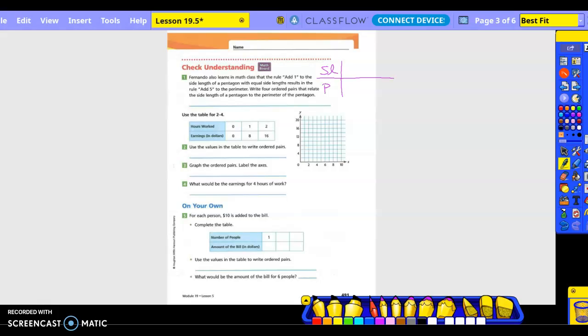Okay. So what would we start with, guys? Well, you can start with 0, 0, or we can do 1, right? Okay. And then what's the pentagon perimeter? 5. Ready? Okay, so for 1, side length would be 5. 2 would be what? 10. Okay, and they want how many? 4, right? 4 ordered pairs. So what's next?